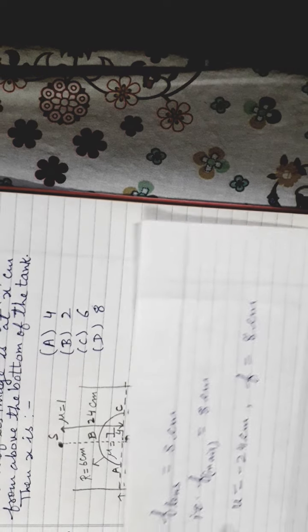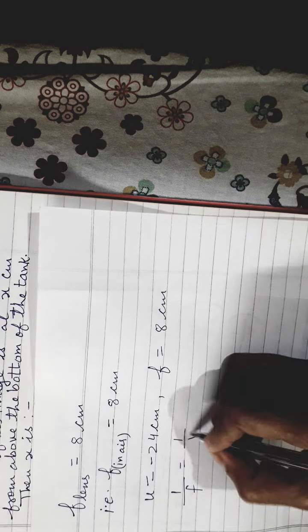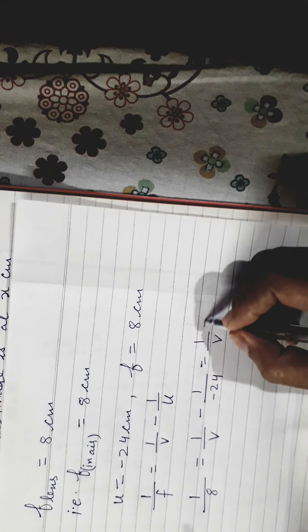So focal length we have already calculated. This is also in air, 8 centimeter, because it is a planar convex lens. The focal length will be positive. So we will find out the image distance of this object in air. So use the lens formula, 1 upon f equals 1 upon v minus 1 upon u. Substitute the values. 1 upon f, this is for air, 8. V we have to find out, minus 1 upon u. U is negative of 24. So this will become 1 upon v plus 1 upon 24.